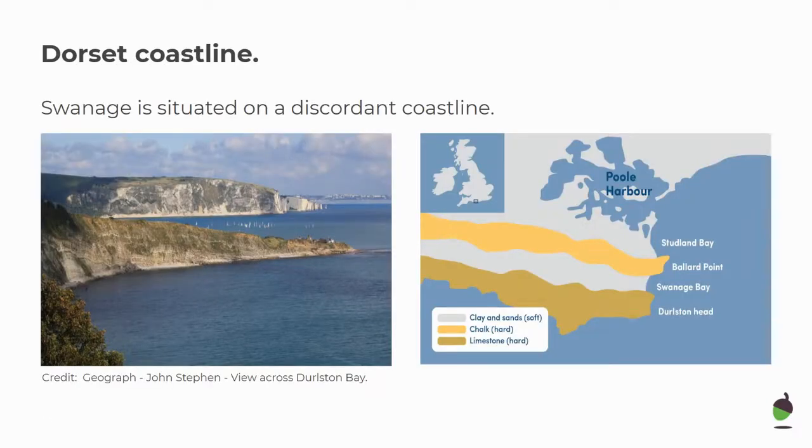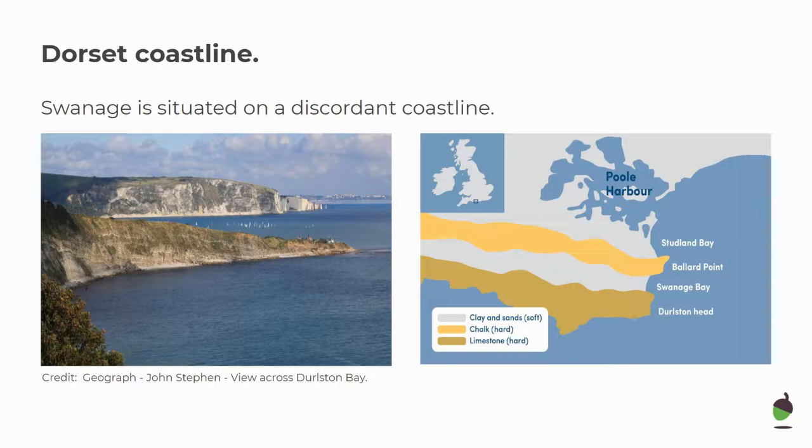We're going to have a quick look at the Dorset coastline. So Swanage is located on a discordant coastline. Swanage Bay is on light grey rock, and if we look at the key, it shows that that is soft rock of clay and sand. Each side of Swanage Bay is hard rock.